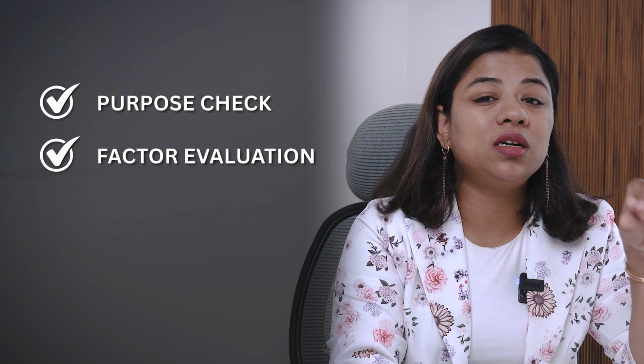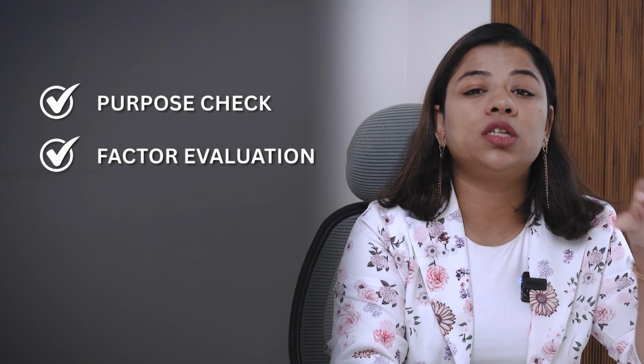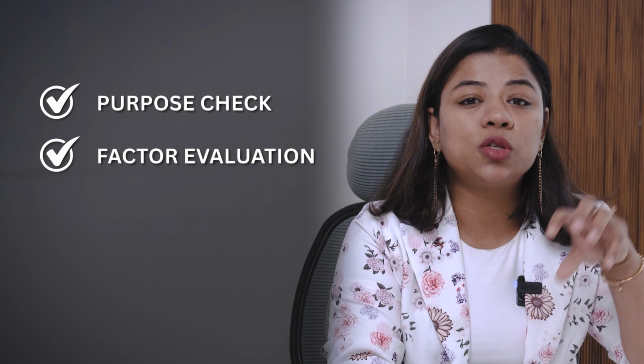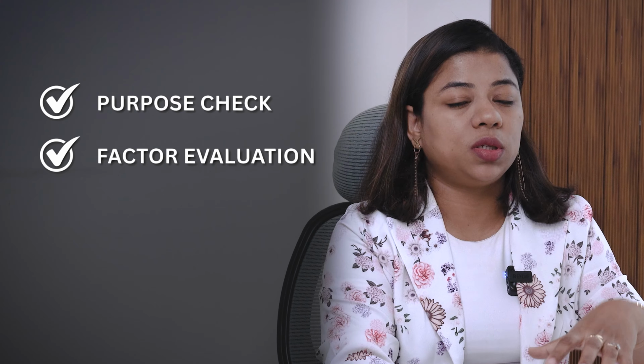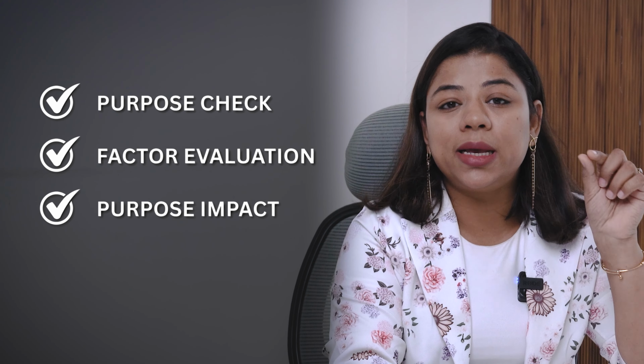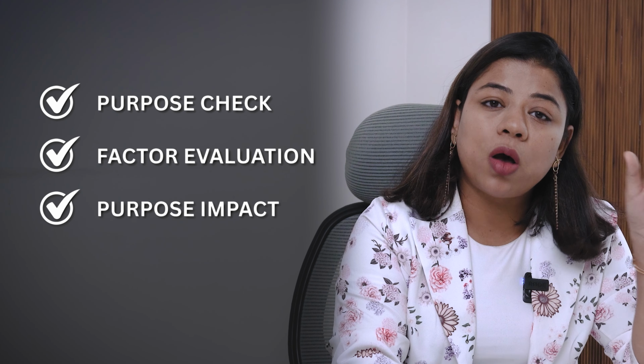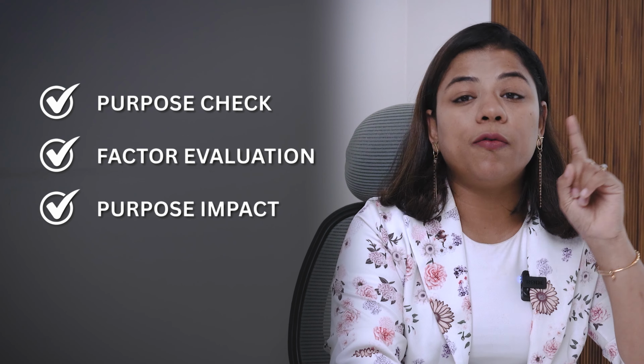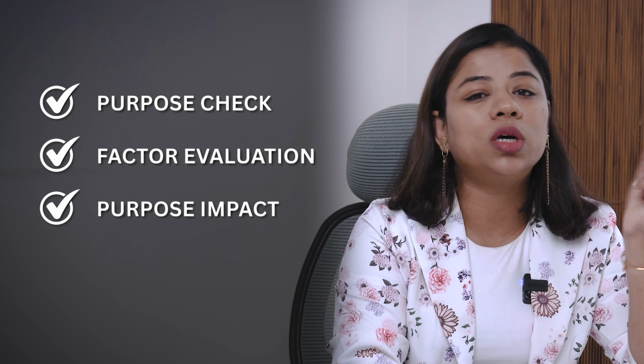The 3-step process. 1. The purpose check. Identify exactly what this research is trying to find out. 2. The factor evaluation. Assess whether each research factor helps or hinders achieving that purpose. The third one is purpose impact. That is, explain specifically how the strengths or weaknesses affect the researcher's ability to achieve this purpose.